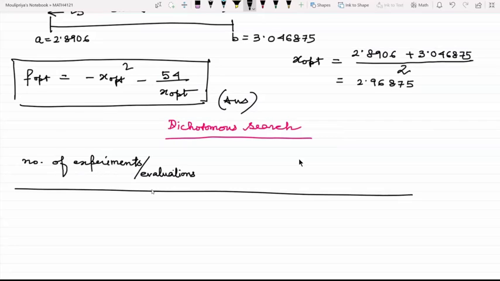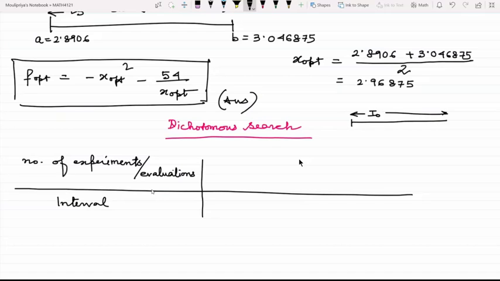যদি আমরা অ্যাজিউম করি যে আমাদের ইনিশিয়াল ইন্টারভাল, if we assume that the initial interval of uncertainty is I0, তাহলে as I told you এখানে one iteration implies two experiments, মনে আছে তো?